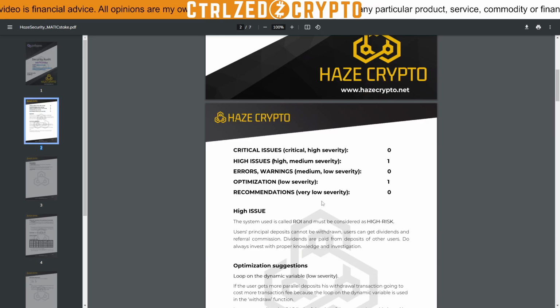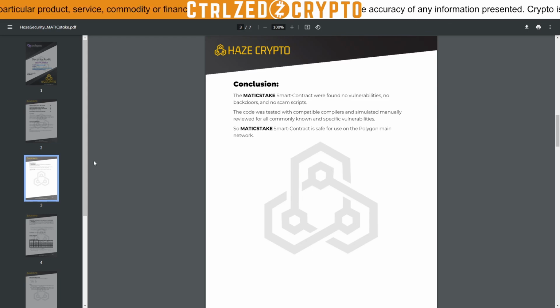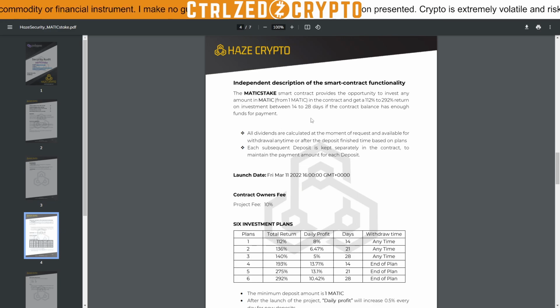So at a baseline, we know it's an ROI app. We know it's got no major loopholes that the operators could just do a rug or anything along those lines. So from that point of view, I'm comfortable that it's fairly solid. No vulnerabilities or backdoors were found, which is great. And then we see how it works here, and this is some key information that you can get out of this.